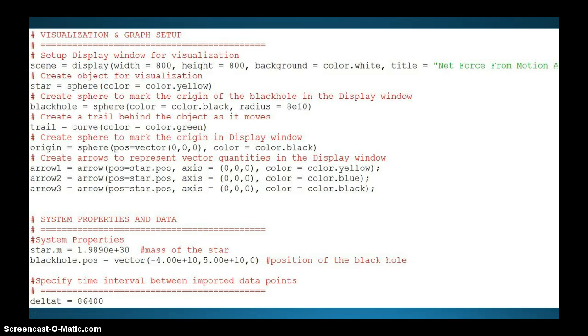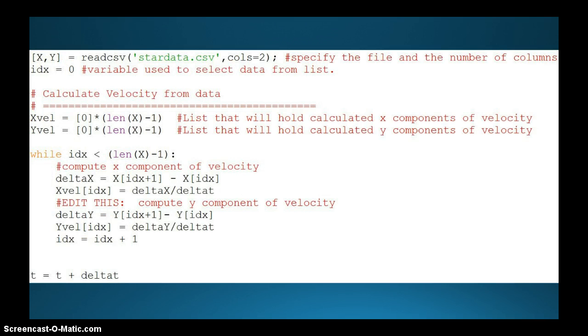The mass of the star is 1.98 times 10 to the 30 kilograms. The time step, which was the number of seconds in a day, is set to be 86,400 seconds. And finally, the position of the black hole is -4 times 10 to the 10, 5 times 10 to the 10, 0 meters. The code reads through the specific CSV file stardata.csv 2 columns at a time as specified.